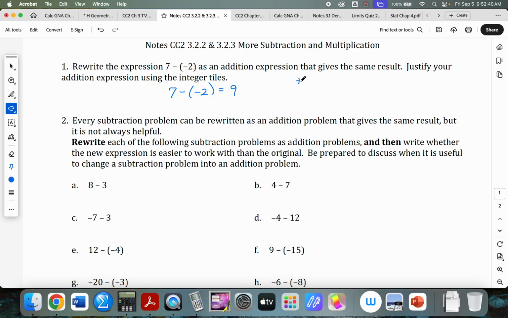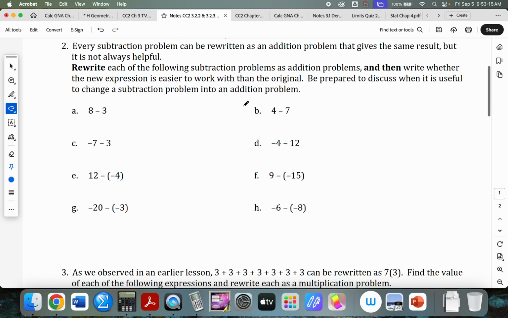And anytime you're like, oh, okay, I don't remember this, that's 7. I'm going to have to add on 2 more positives to be able to take away 2 negatives. And when I add on those 2 positives, I get 9. An addition expression that would be the same thing would be 7 plus 2 is 9. Subtracting a negative 2 is the same thing as adding a positive 2.